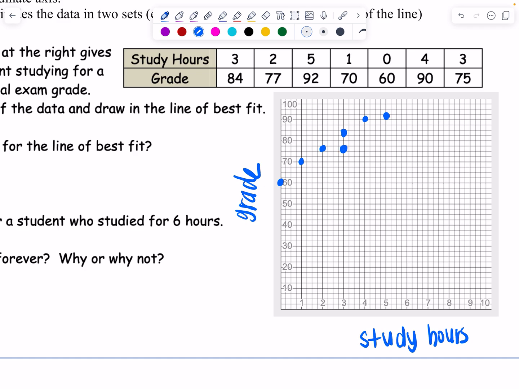And so this is not a perfectly straight line. If I were to draw in a trend line, I'm trying to get the same amount above the line as I have below the line. Maybe do something like this. This is not a perfectly straight line. You can see that.